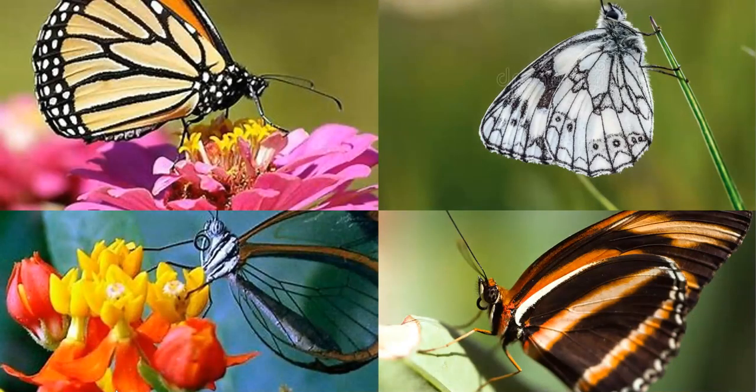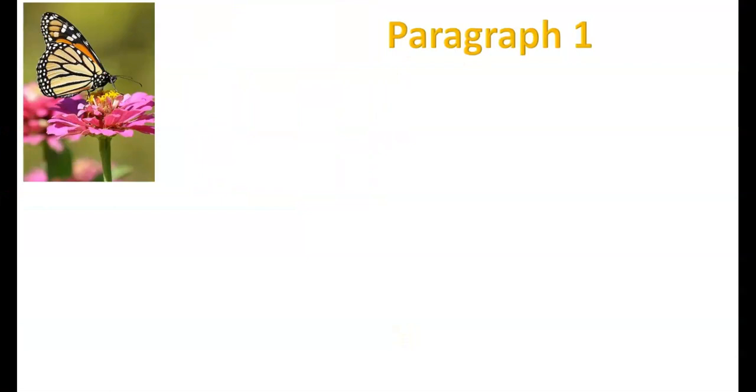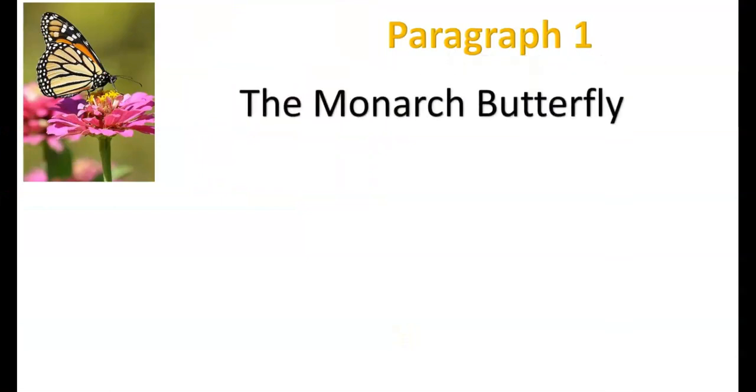Let's say we're writing a paper about butterflies. Paragraph 1. The monarch butterfly. This is your section header. Every time you have a new section, you should have a section header that keeps your reader engaged and it keeps you focused.